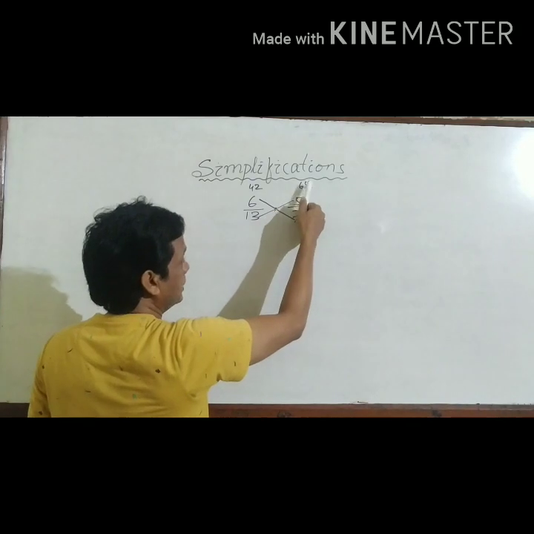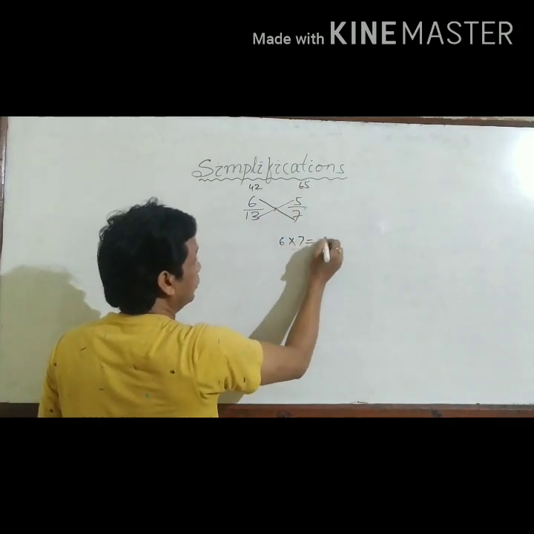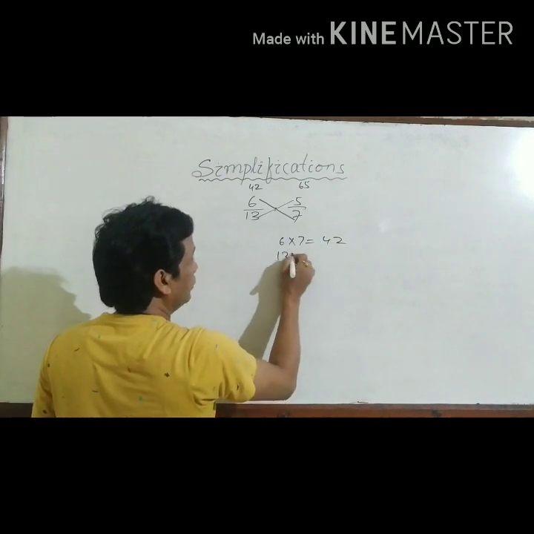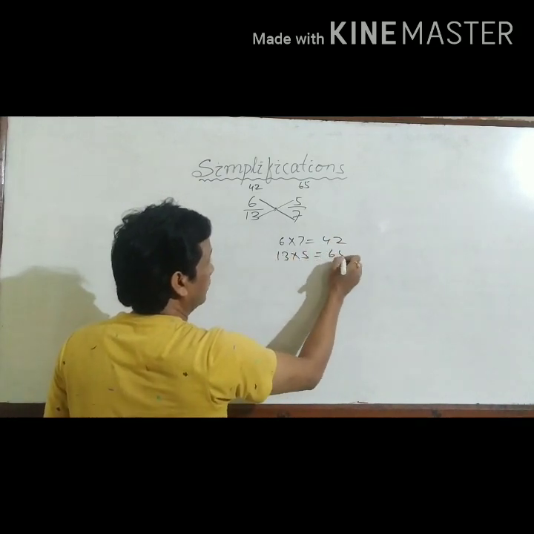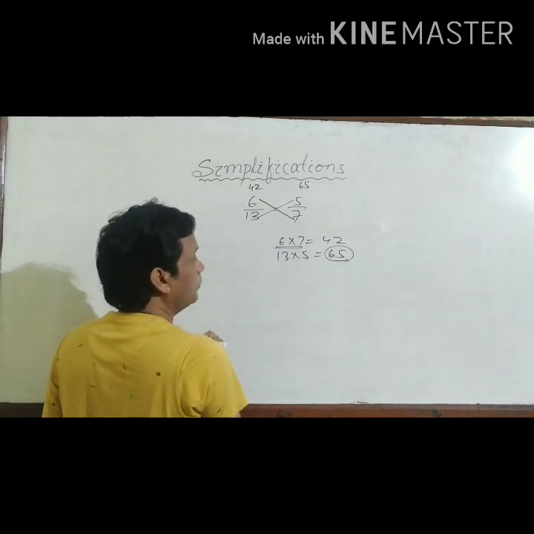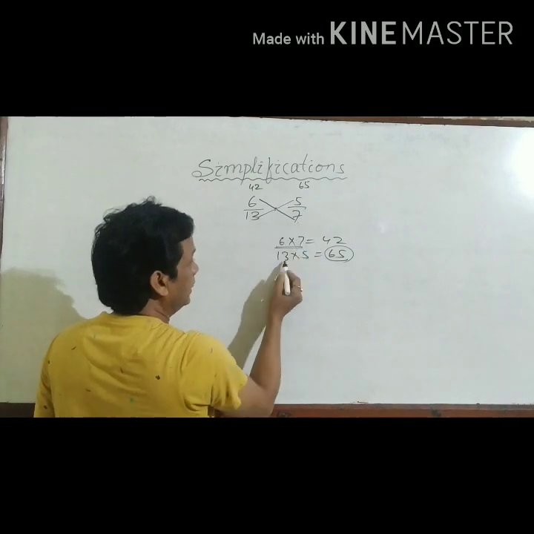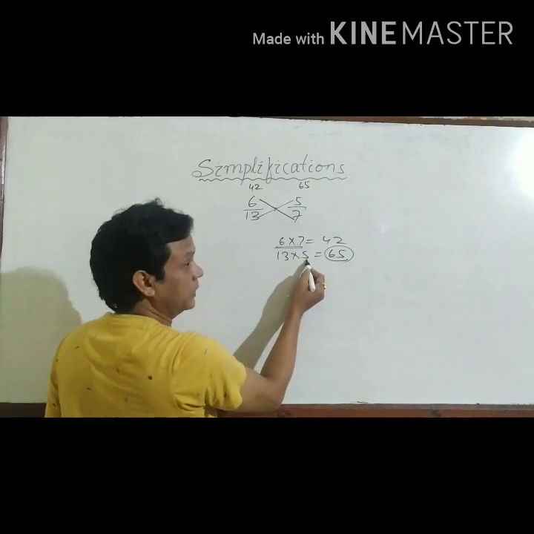Here, 6 into 7 is equal to 42 and 13 into 5 is equal to 65, and 65 is larger. Among these two numbers, one is a numerator and another is a denominator. 6 is the numerator, 7 is the denominator of this number. And here also 13 is the denominator and 5 is the numerator.